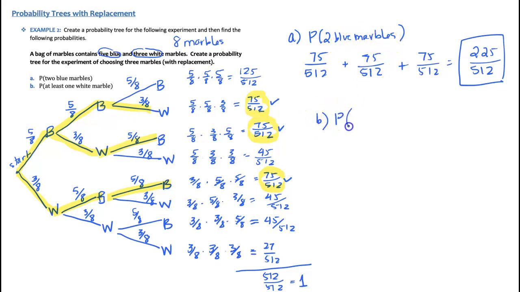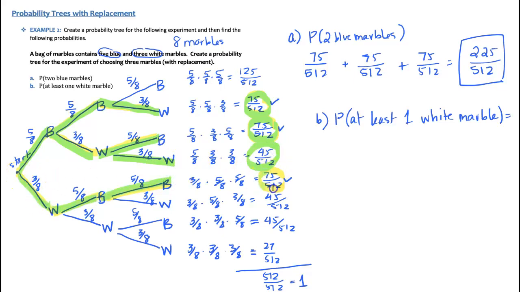Part B, find the probability of selecting at least 1 white marble. If we have at least 1 white marble, I'll highlight these in green. That would be blue, blue, white, for a total of 75 out of 512. Blue, white, blue, blue, blue, white, white, blue, blue, white, white, blue, white, blue, white, and also white, white, white at the very bottom branch.